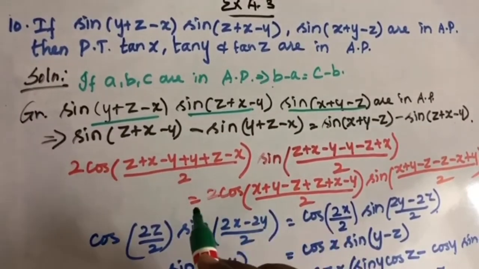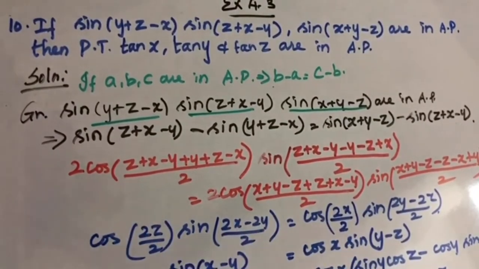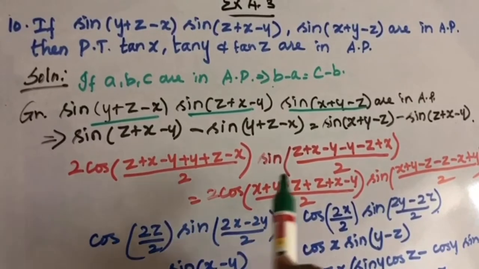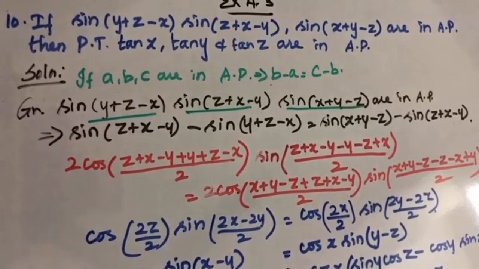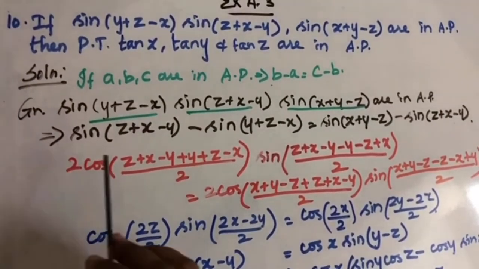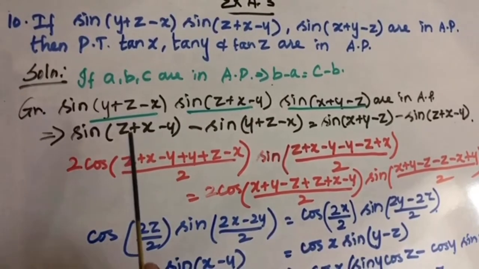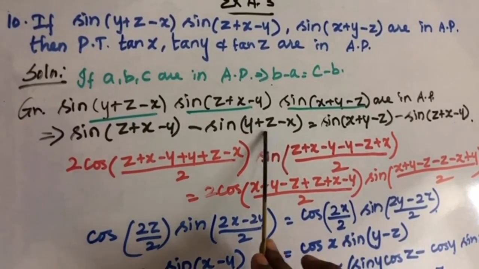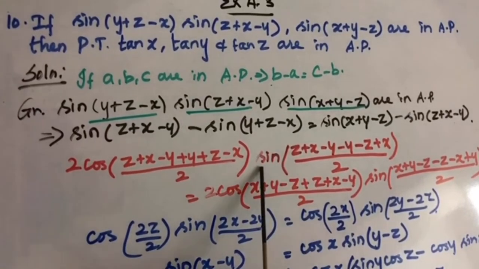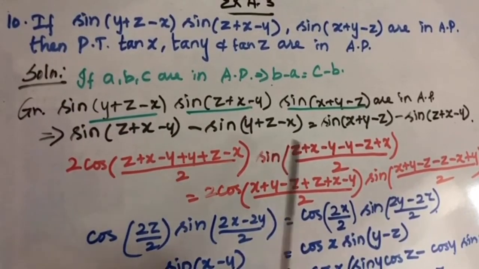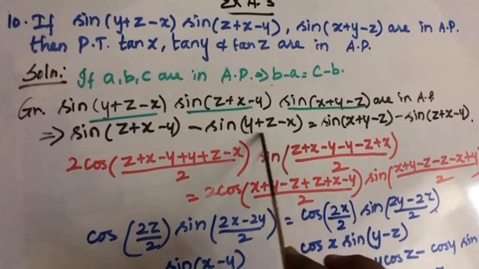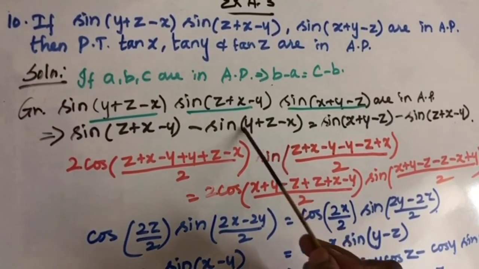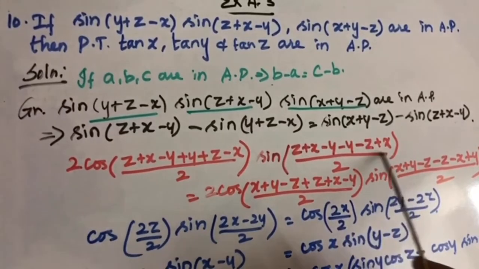Now here we are going to use the sin C minus sin D formula. Sin C minus sin D equals 2 cos of (C plus D) by 2, sin of (C minus D) by 2. According to that formula, here I have written this. So 2 cos of (C plus D), so (z plus x minus y plus y plus z minus x) divided by 2. Sin of (C minus D). So C is this, z plus x minus y, minus D. You have to subtract this, so sign changing: minus y minus z plus x, divided by 2.